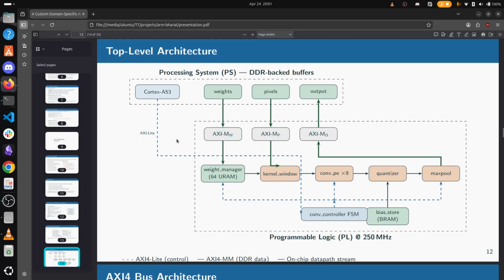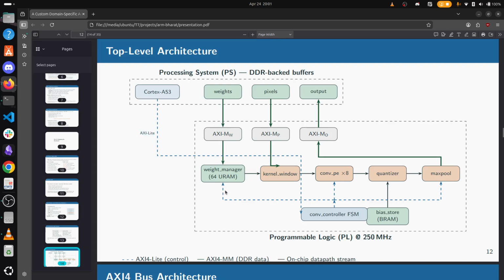AXI Lite will be used to control the FSM, so to control the FPGA. The ARM CPU can control a few special registers using the AXI Lite protocol. The reason is that those registers are really small, only 64 bits. So we don't need a very heavy and bulky protocol for communication, and we will use the AXI Lite protocol.